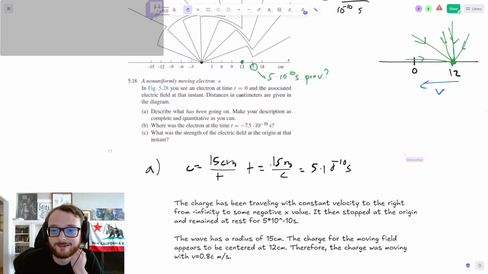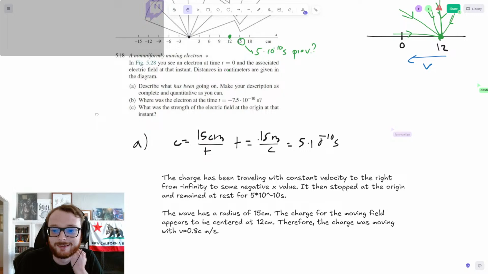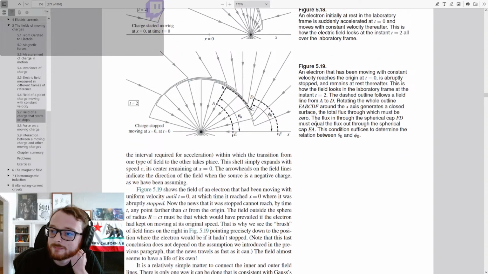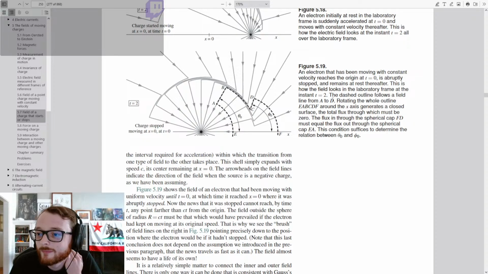It does say that underneath 5.19. It says the field outside the sphere of radius c times t must be that which would have prevailed if the electron had kept on moving at its original speed. Isn't that weird? It's like a ghost field. Or like you said, like a ghost electron. Yeah.